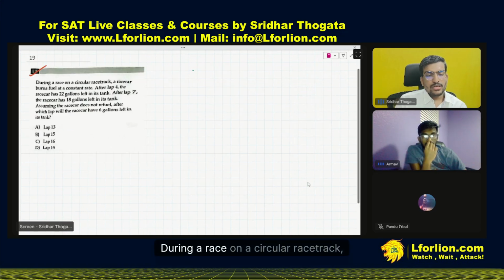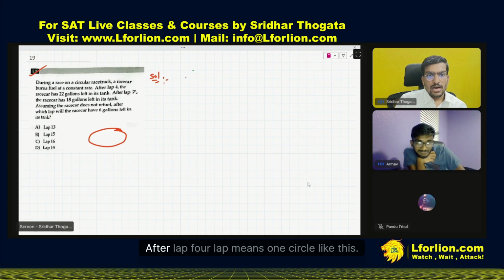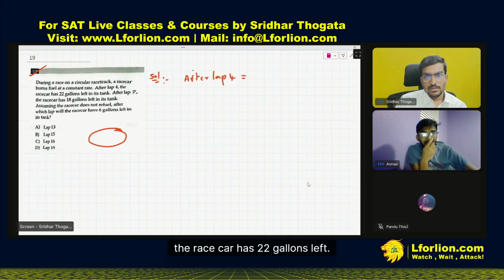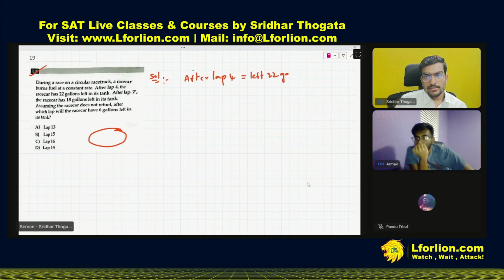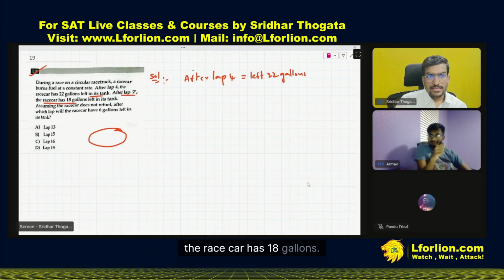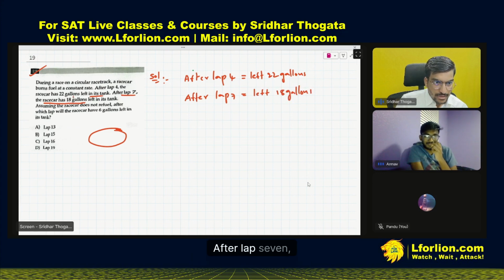19. During a race on a circular racetrack, a race car burns fuel at a constant rate. After lap 4, where a lap means one circle like this, the race car has 22 gallons left in its tank. After lap 7, the race car has 18 gallons left. After lap 7, 18 gallons. After lap 4, 22 gallons.